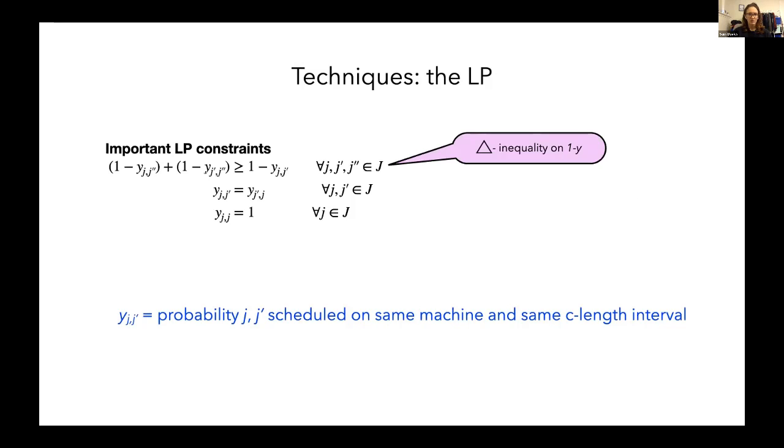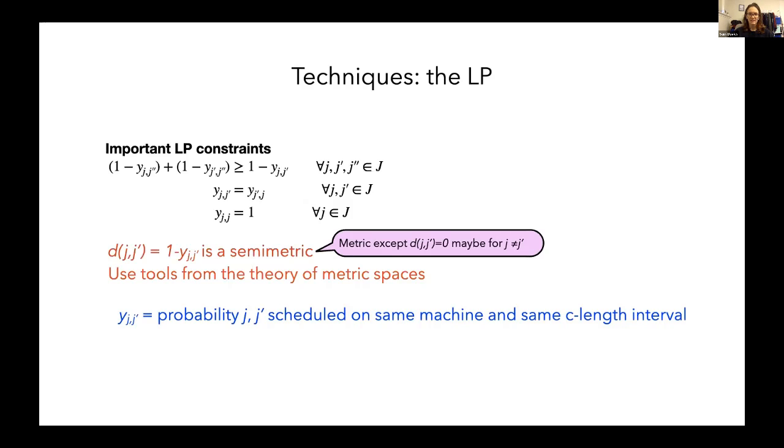With those variables, these first 3 constraints, I'm enforcing a triangle inequality on 1 minus y, and then some type of symmetric and identity condition. Altogether, they're allowing us to build this function 1 minus y, which is actually going to be a semi-metric. So we're enforcing these constraints so that we now have this semi-metric D on the set of jobs. And this is going to be very important for us because we're going to use a clustering algorithm from the theory of metric spaces.